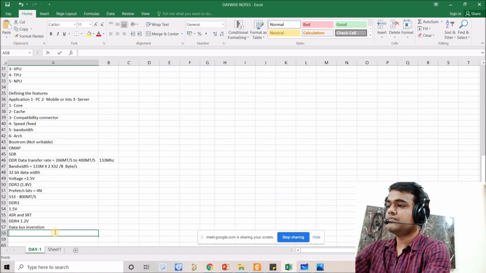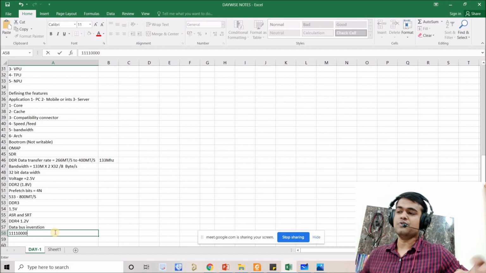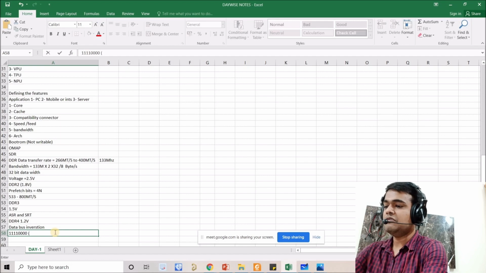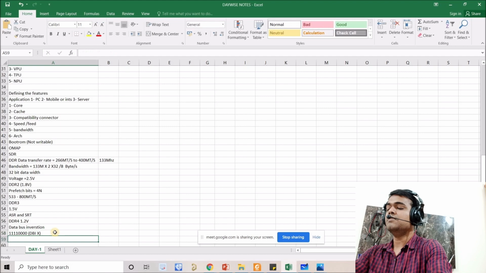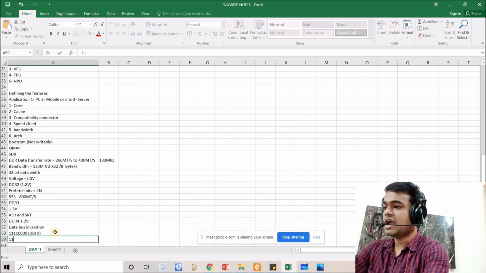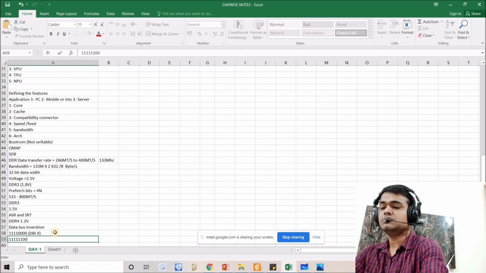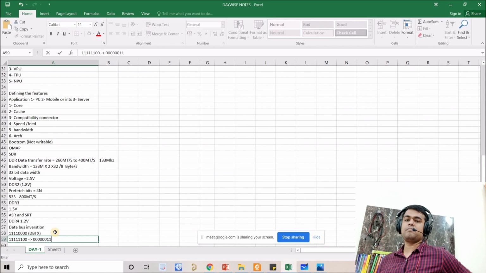Okay, so what they do, let's suppose we have this byte. Here we have four 0s and four 1s. That means here DBI will not work. Okay, there is no DBI. Let's take another example. We have six 1s and two 0s. Now what data bus inversion will do is convert 1s to zeros and zeros to 1s.